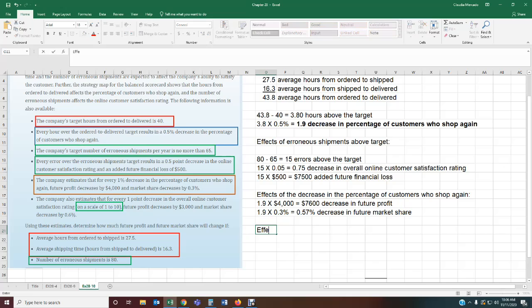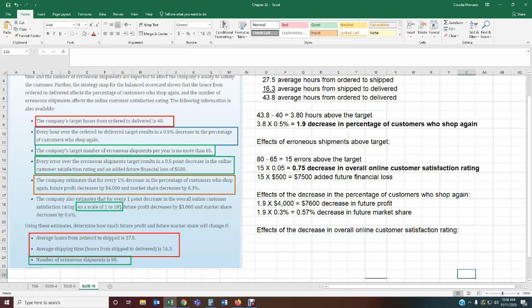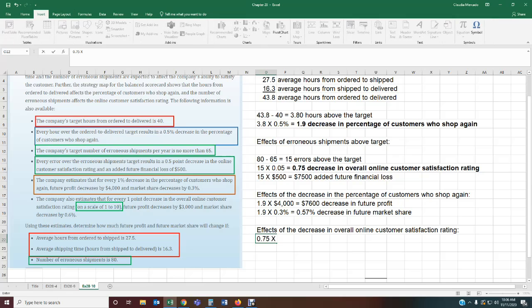Now, last but not least, we're going to get the effects of the decrease in overall online customer satisfaction rating. The overall customer satisfaction rating has already been calculated. We know that we have a 0.75 decrease in overall online customer satisfaction rating. So we're going to get that 0.75 and multiply it. Let's look at the last bullet here. We have 2, 4, 5. Let's look at bullet number 6.